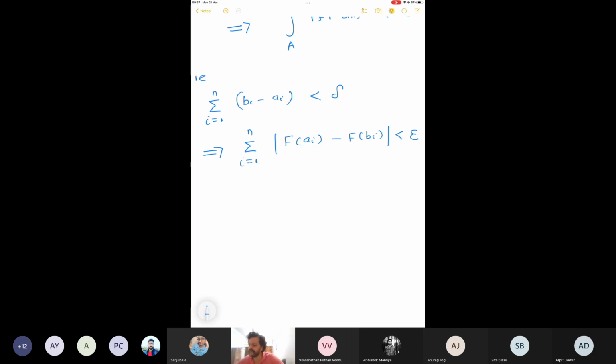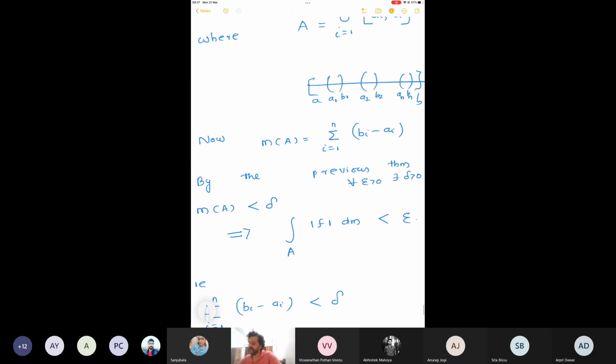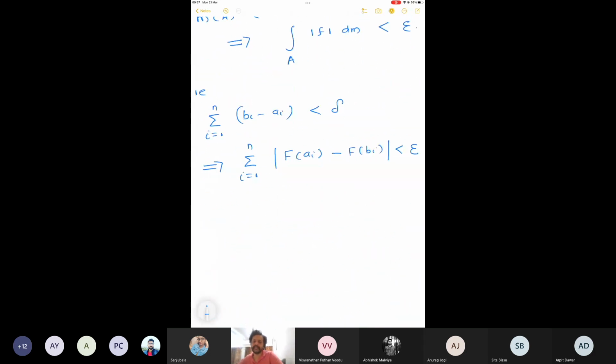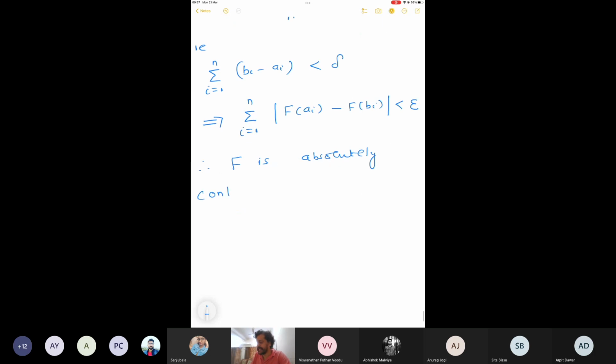Given epsilon, there exists a delta such that whenever you have non-overlapping subintervals whose sum of lengths is less than delta, the summation of F(a_i) minus F(b_i) is less than epsilon. What does this tell you? F is absolutely continuous. Quite easily done. So, the indefinite integral of a Lebesgue integrable function is absolutely continuous. In particular, it is continuous.